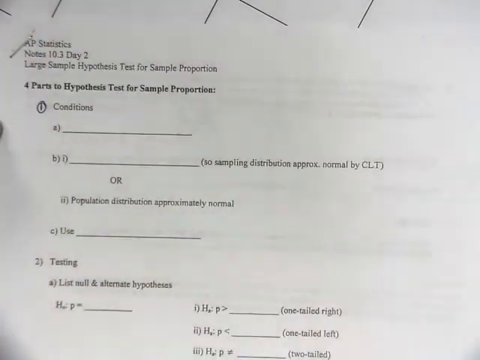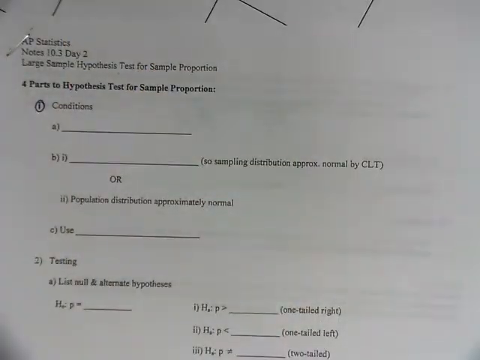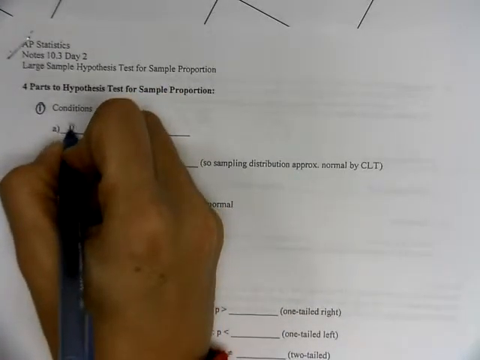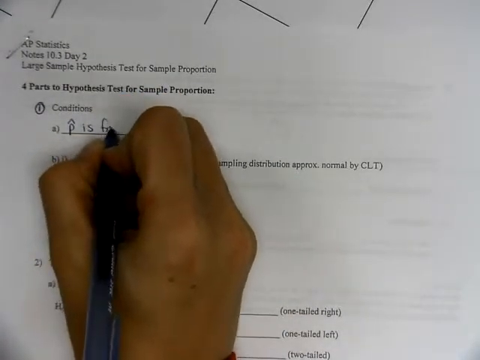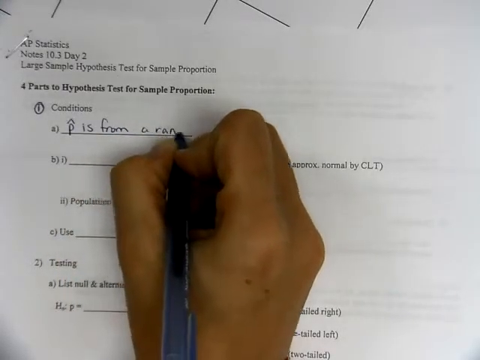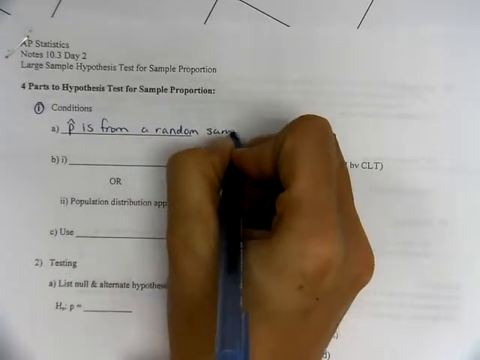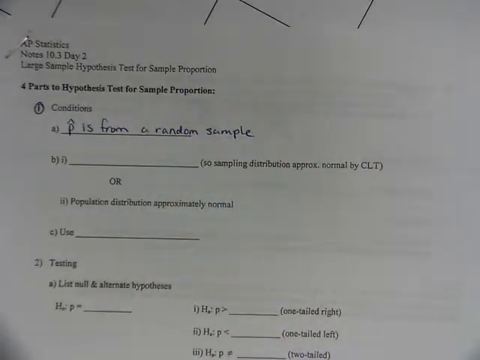So like your conditions, number 1 will always be, we're going to start with proportions only. So like your quiz will have proportions only on it. 10.4 has means, but we'll get to that. That'll be on the test. So condition 1 is that p hat is from a random sample. Okay, that's always condition 1. Basically, whenever we do a hypothesis test or any kind of write-up testing, number 1's always, is it a random sample?